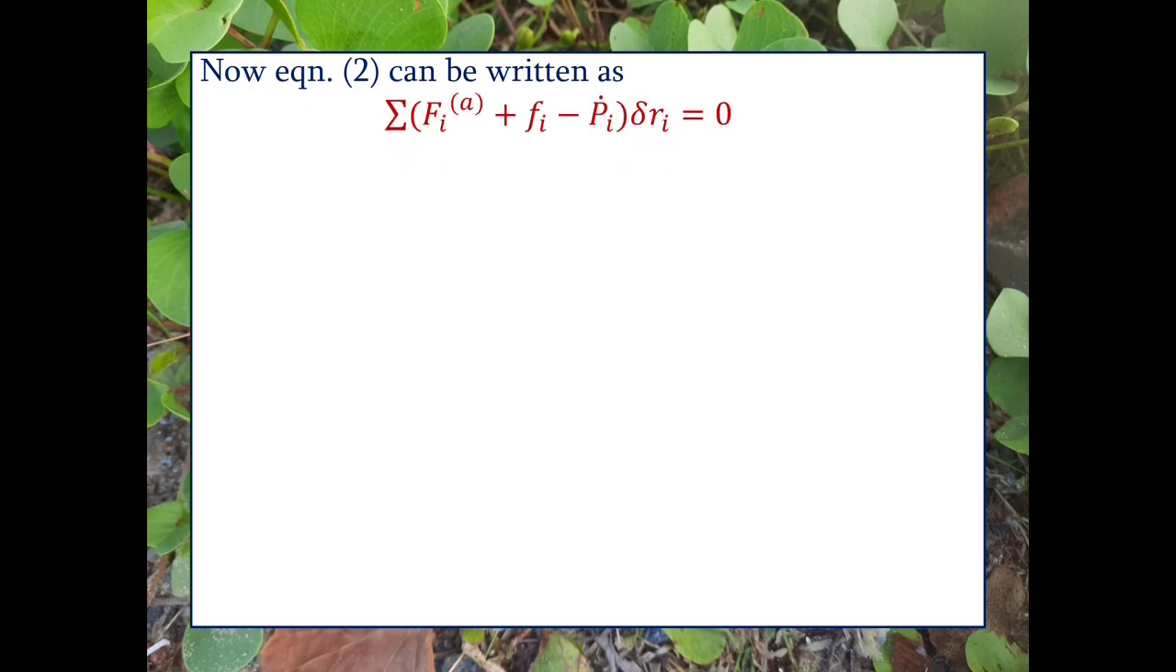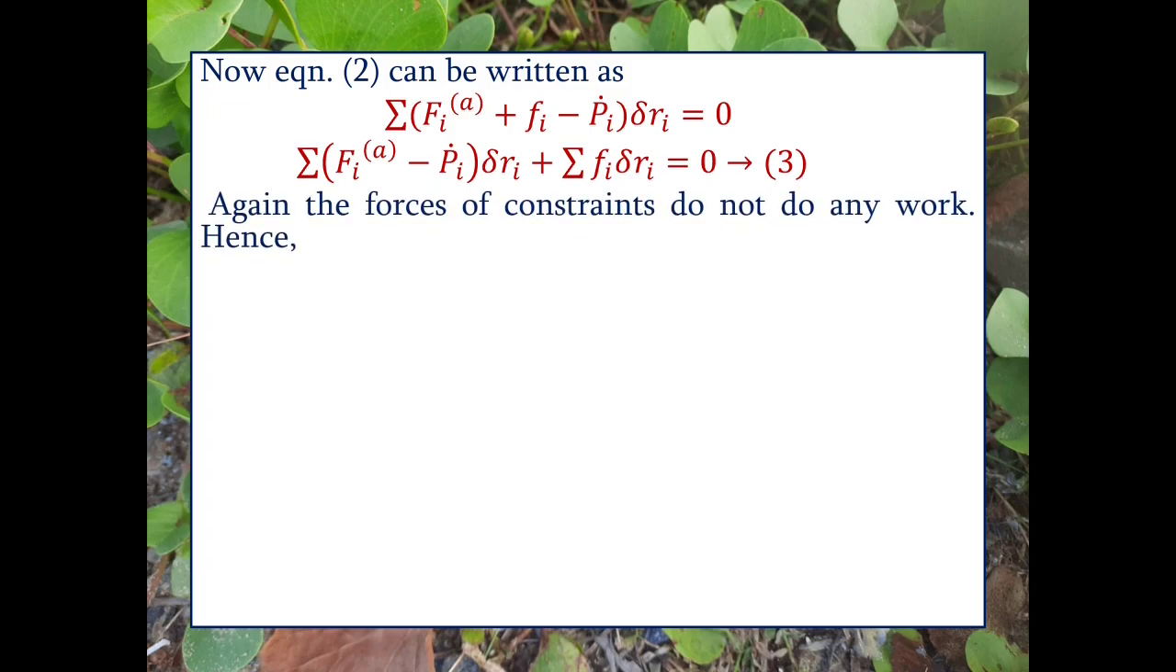Putting this capital Fi in equation 2, we get the sum over i of Fi of A plus small fi, the forces of constraint, minus Pi dot into delta Ri equal to 0. Now, we rewrite this equation by taking the small fi term and writing it at the end. So, the equation becomes the sum of Fi of A minus Pi dot into delta Ri plus the sum of small fi delta Ri equal to 0.